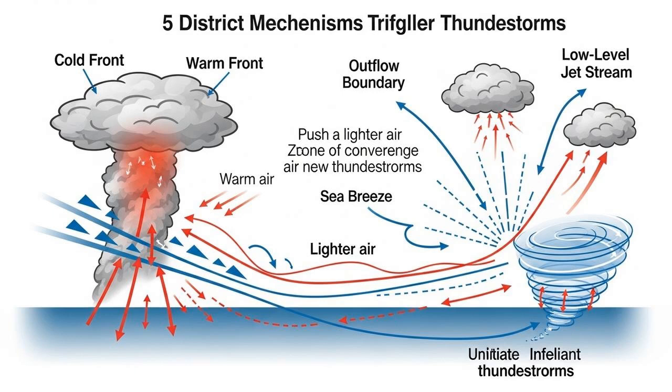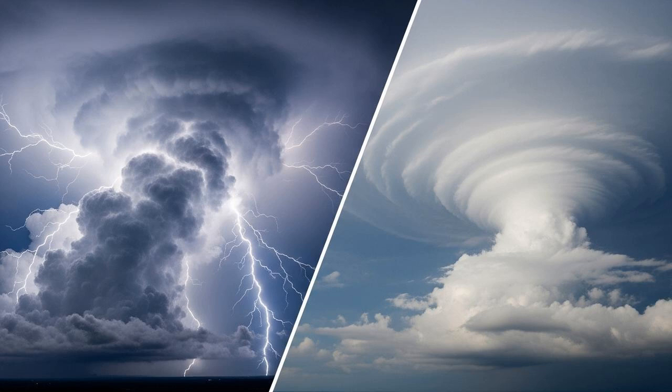An outflow boundary, which is like a mini cold front created by the rain-cooled air from a previous thunderstorm, can trigger new storms. A sea breeze can do it. Even something called a low-level jet stream, a fast-moving river of air just a few thousand feet above the ground, can provide the necessary lift to get the whole process started. When these three ingredients, abundant moisture, high instability, and a strong lifting mechanism, come together, you have the perfect recipe for a severe thunderstorm.